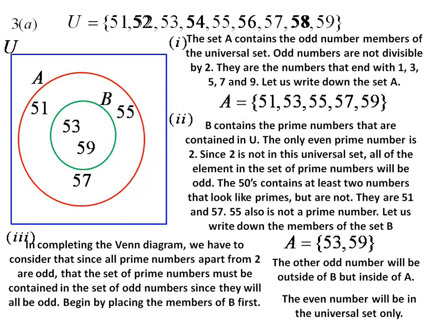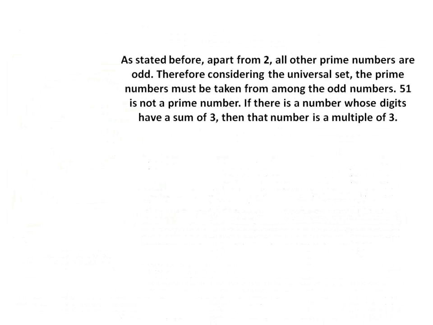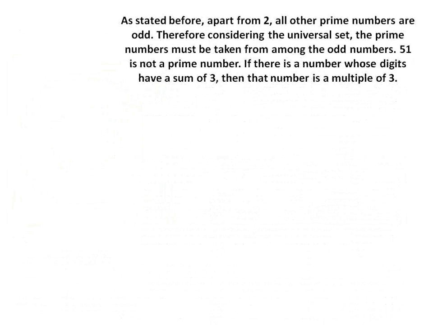The even numbers will be in the universal set only. So the even numbers will be 52 right there in the universal set only, 54, 56, 58, and that's all there is to it. As stated before, apart from 2, all other prime numbers are odd. Therefore, considering the universal set, the prime numbers must be taken from among the odd numbers.